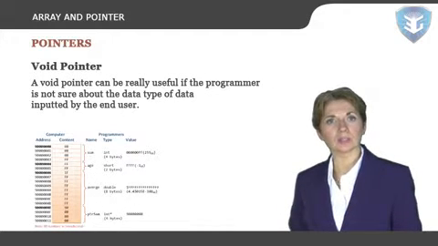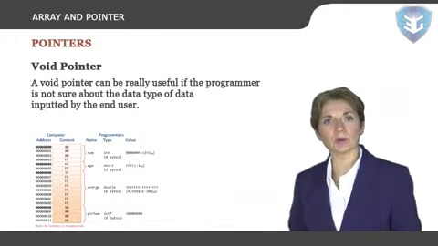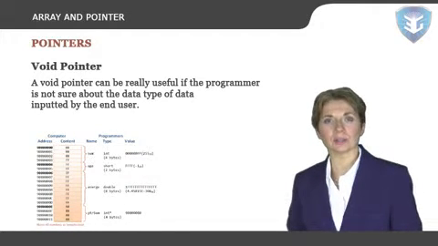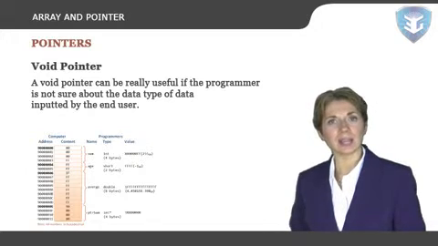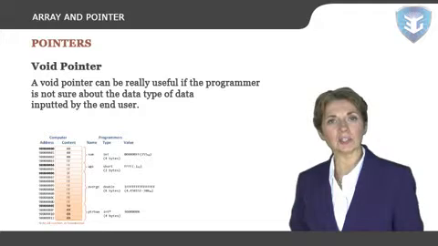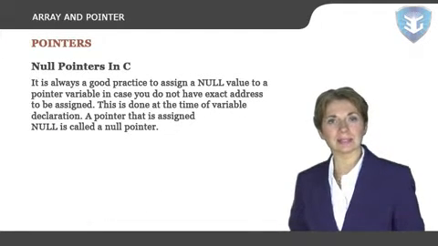A void pointer can be really useful if the programmer is not sure about the data type inputted by the end user. In such a case, the programmer can use a void pointer to point to the location of the unknown data type.